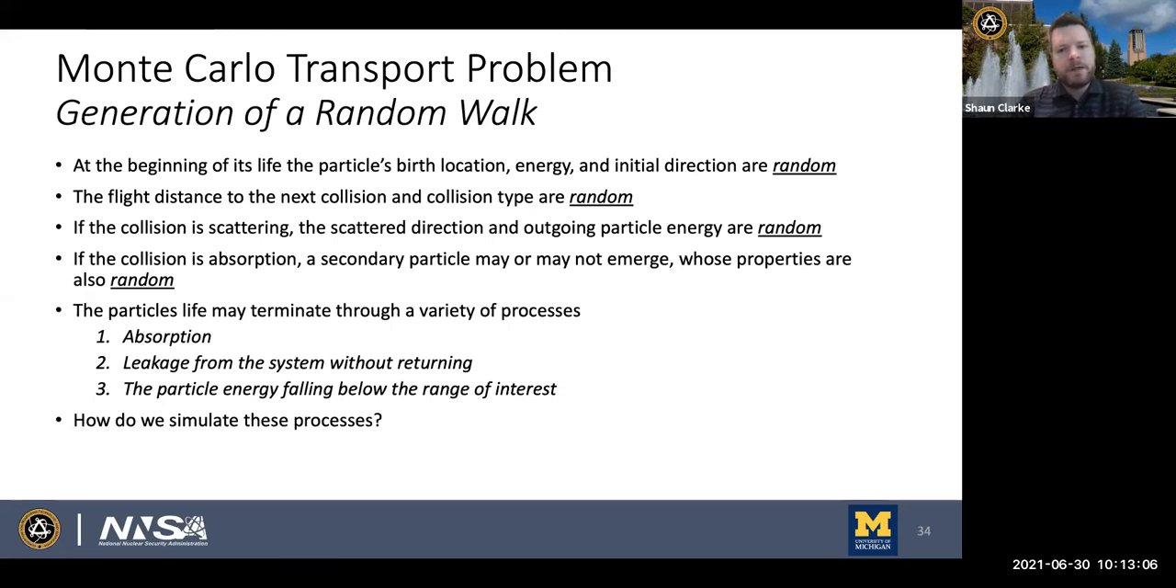If the collision is scattering, the direction that the particle will go following that scattering interaction is also random. In real life, it depends on the energy. Of course, for today, we're going to ignore the energy piece of it, but the direction and energy are both random and they need to be sampled.